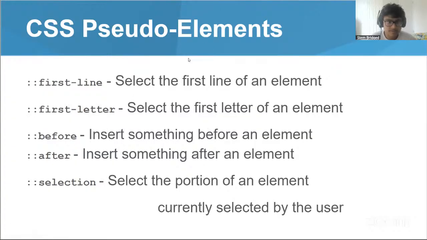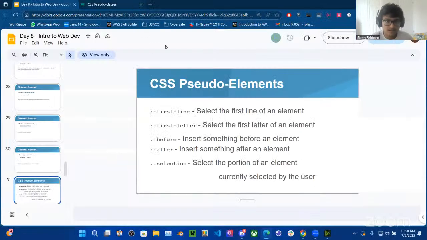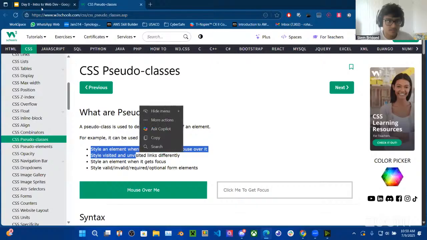Before inserts something before the element. So imagine you have a list of a bunch of cats, but you want to do something like cat calico instead of just doing the name of the cat. Then you can use the before to insert whatever you want before each of those list elements. Same thing for after. And selection selects the portion of the element currently selected by the user. So if you're highlighting things, then it'll select these two parts of the paragraph element, and then you could style them however you want.